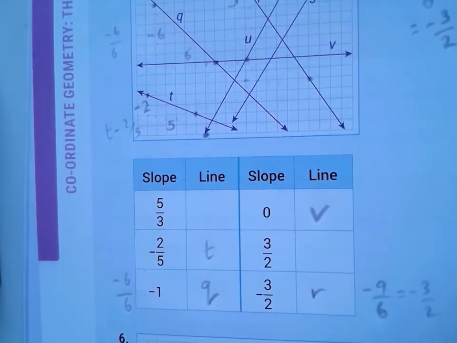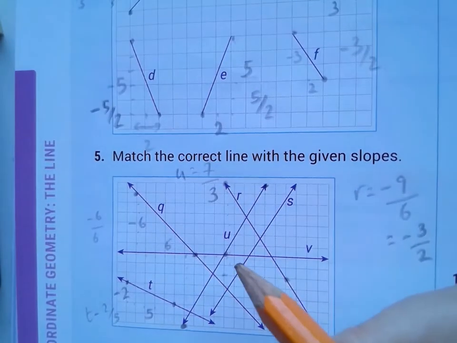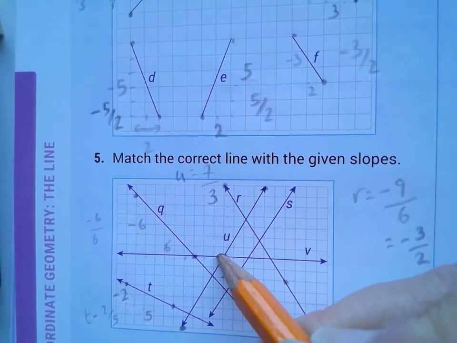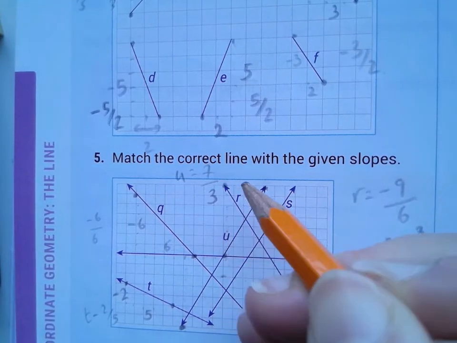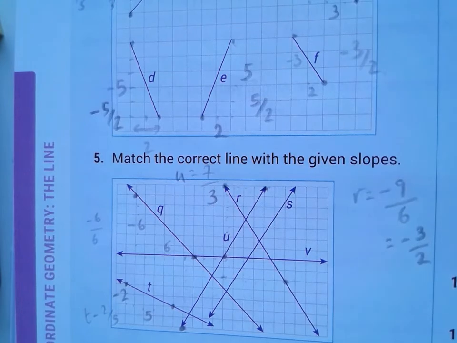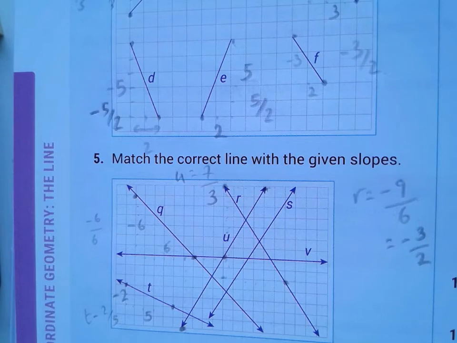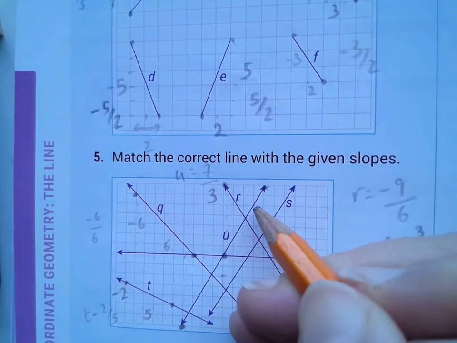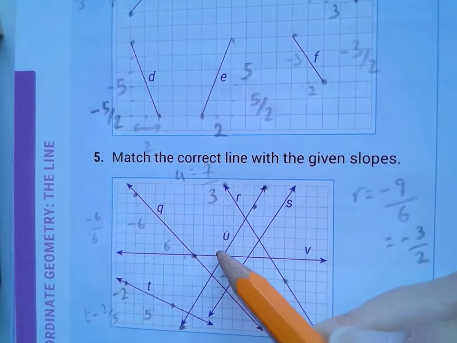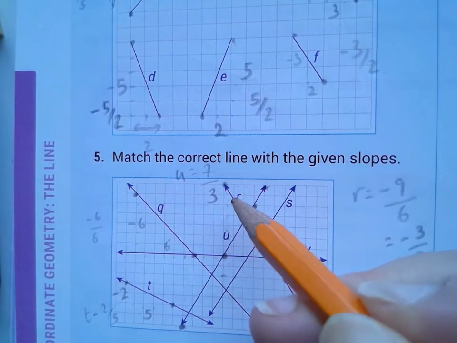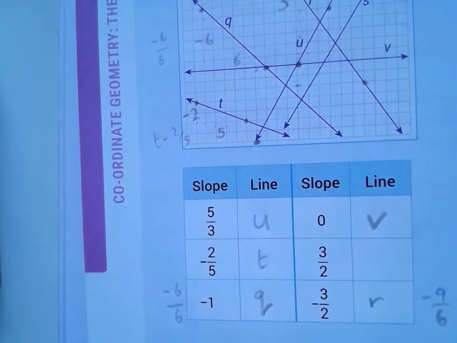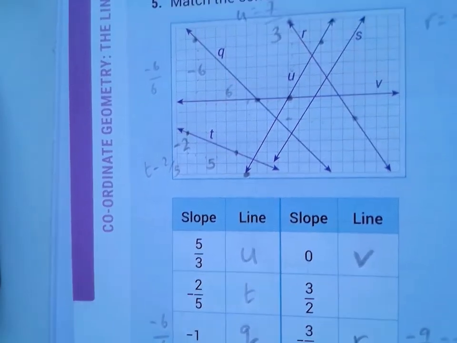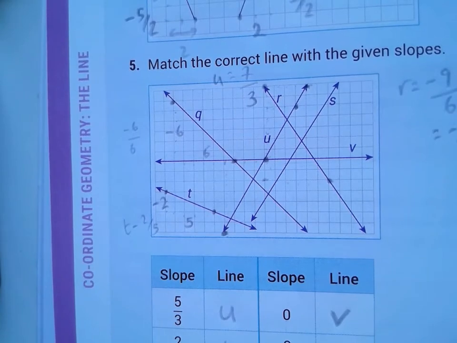Still nothing there. So maybe I should try a different point here to here. Let's see. 1, 2, 3, 4, 5, 6, 7. 1, 2, 3, 4, 7 over 4. So I'm not quite sure what I'm doing wrong here. Let's take this as our start point and this is our end point and see if it gets any better. 1, 2, 3, 4, 5, 1, 2, oh, 3. Okay, 5 over 3. So I think that they're wrong, but anyway, U is 5 over 3, and that must mean that 3 over 2 is S.